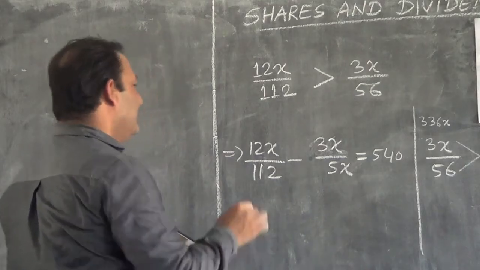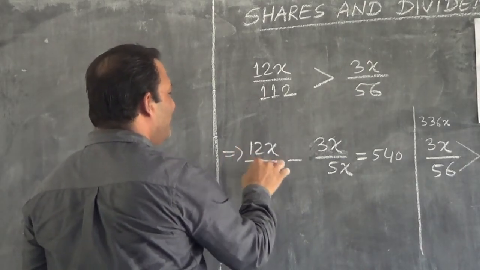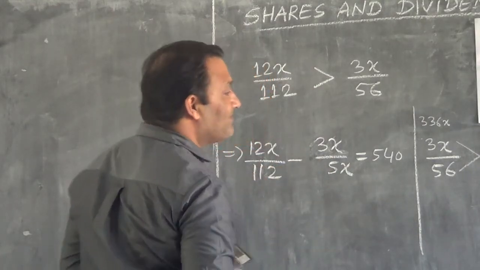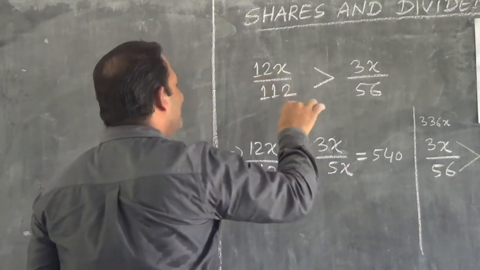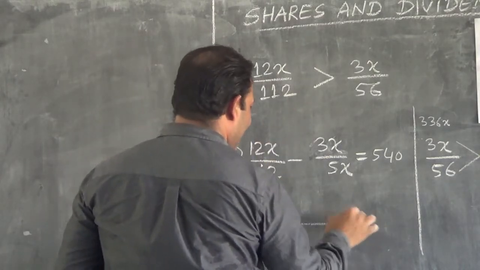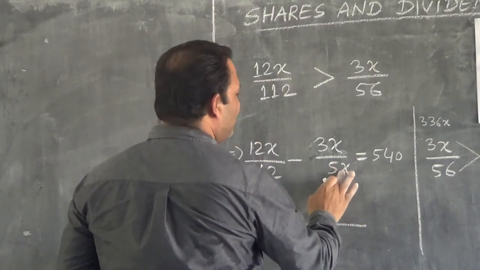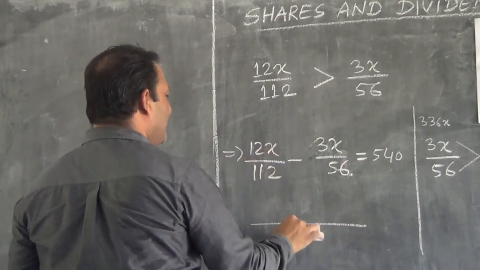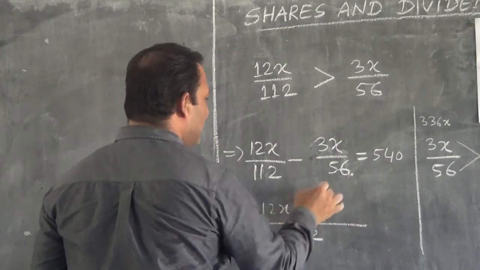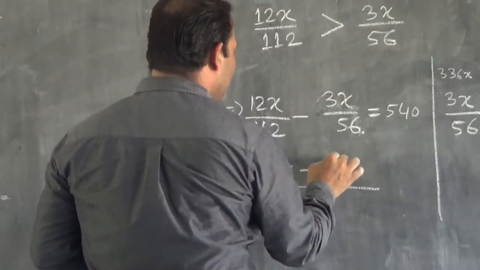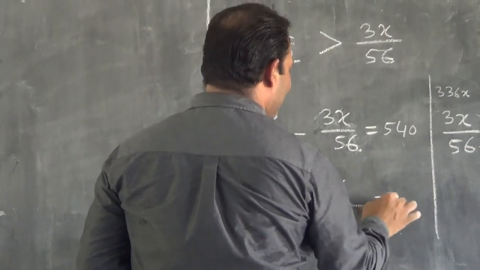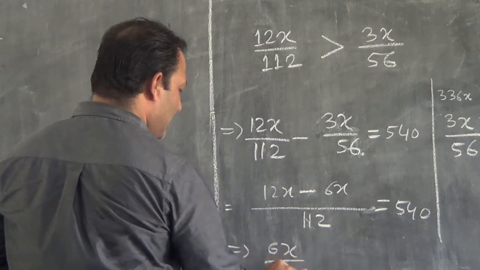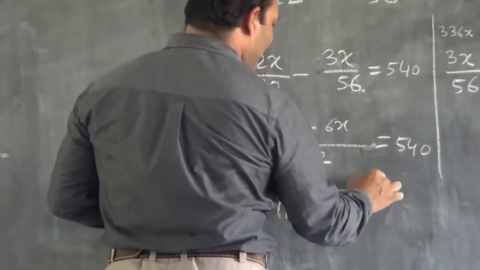Of course you can also reduce this, children. You could have reduced this, but I did not reduce it there due to space constraint. In case you want to reduce 12x by 112, you can. And here this one is 56, so here the LCM is 112. So 12x minus 56 into 2, 2 into 3, 6x equals 540. That implies 6x by 112 equals 540.